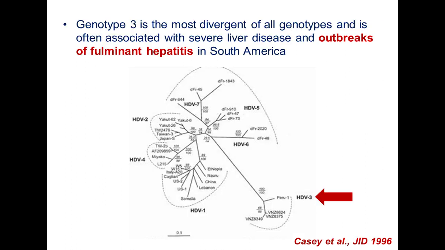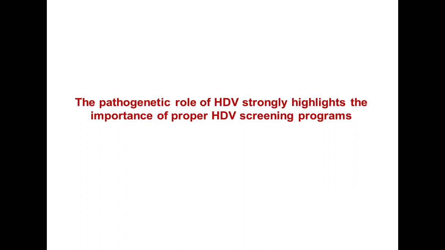A peculiar case is characterized by genotype 3, which is the most divergent genotype. In particular, genotype 3 has been associated with severe aggressive forms of hepatitis and with outbreaks of fulminant hepatitis in South America. The pathogenetic role of HDV strongly supports the importance of setting up adequate screening programs in order to identify patients infected with HDV.